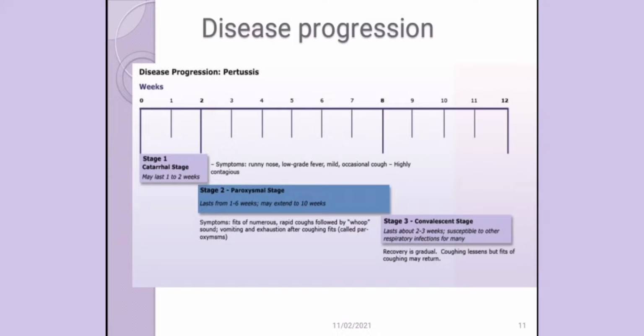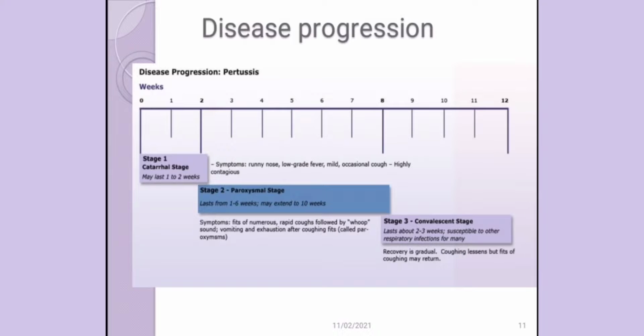Disease progression. The catarrhal phase of the disease is a non-specific mild clinical syndrome which lasts from 1 to 2 weeks. Symptoms of pertussis at this phase are runny nose, low-grade fever, and mild occasional cough, and the respiratory secretions are the most infectious during the catarrhal stage.